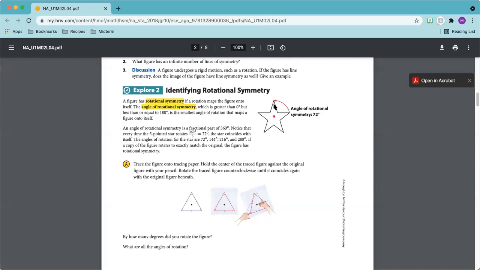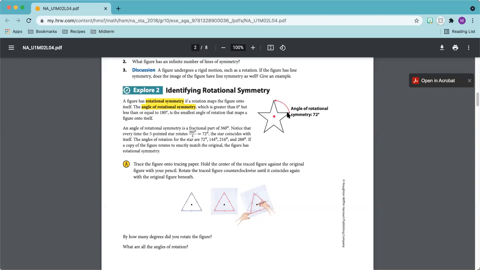So for example, the star has 5 points, yes? What you do is you take 360 degrees, that's the full circle, and you divide it by 5, by however many sides the shape has, okay? That gives me 72 degrees. So the star coincides with itself. The angles of rotation for the star are 72, 144, 216, and 288. Every time you turn, you're adding 72.